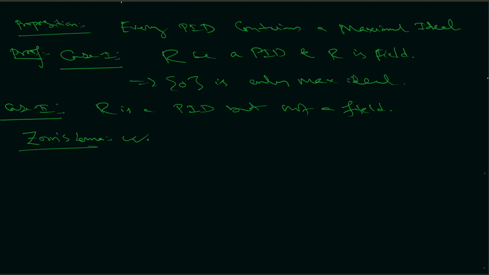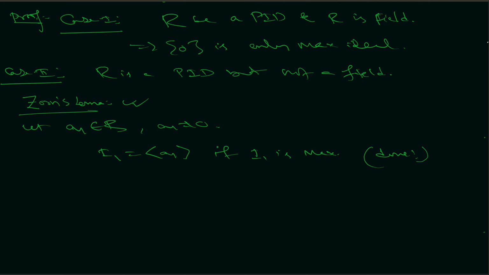suppose R is a PID but not a field. Suppose a1 is a non-zero element of R, right? So I am defining I1 as the ideal generated by a1. If I1 is maximal, then I am done.